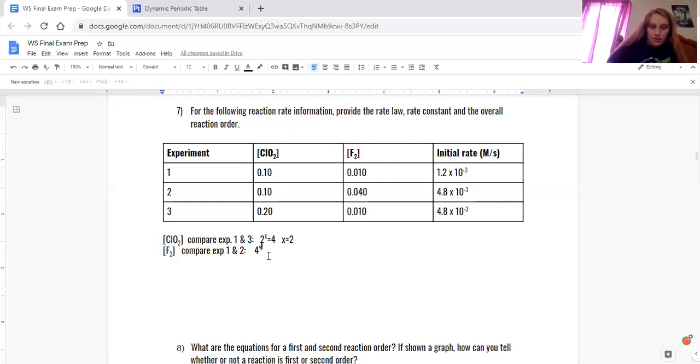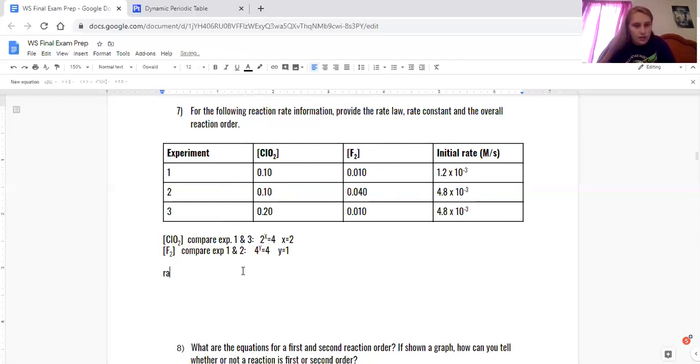Okay, then that is going to equal what? How it changes here, that's also going to be a multiple of 4 there. So that's going to equal 4. All right, so that's going to leave us with y equals what? And that's going to be 1. So we see that the concentration of F2 doesn't actually affect the reaction.